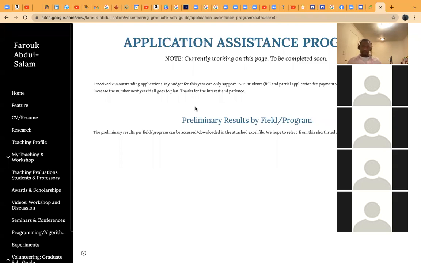When you apply, do you keep in contact with, let's say, the graduate coordinator of the program you apply to? Would it be like you are bombarding them with so many questions or something?